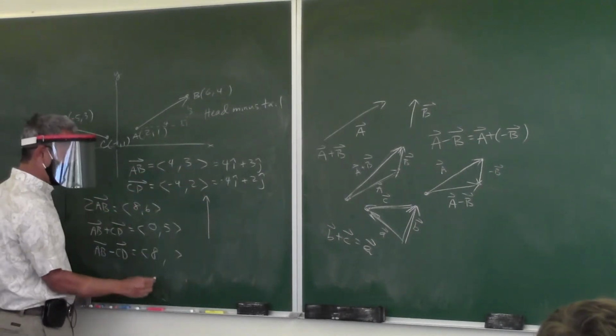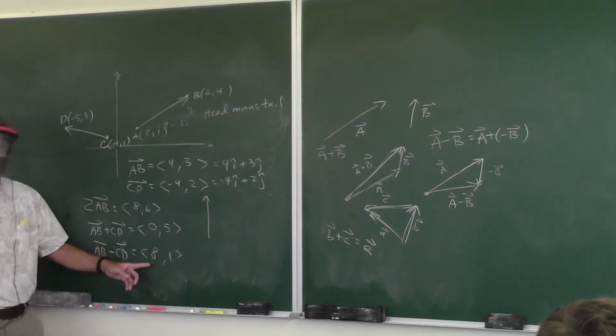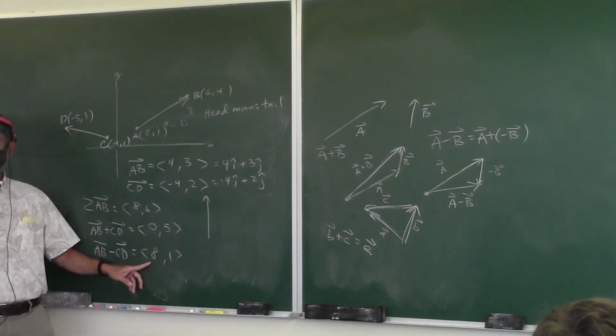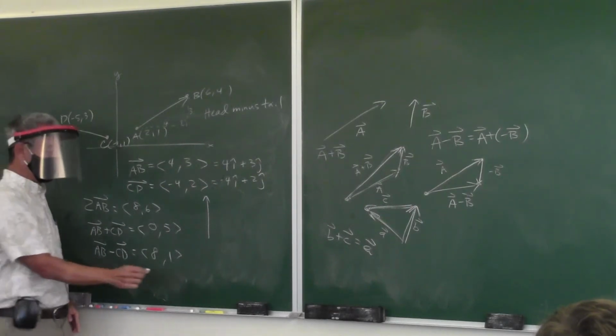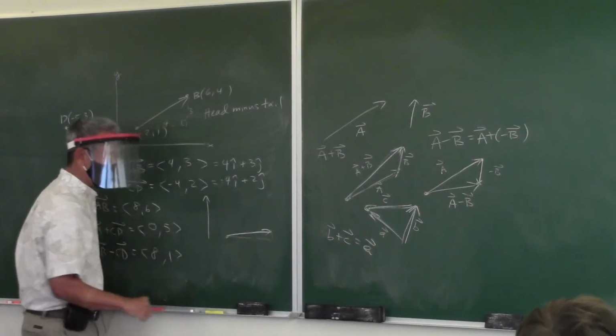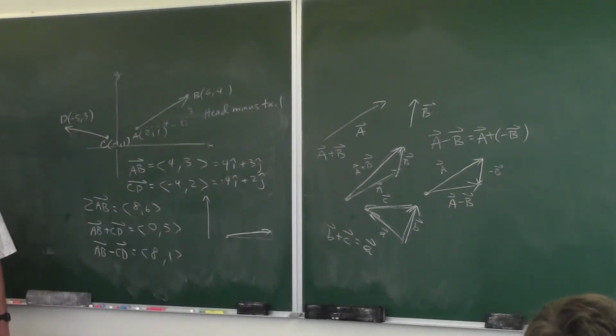3 minus 2. Can you imagine what that vector looks like? Wherever your starting point is, you go 8 to the right and 1 up. So it looks like this, 8 to the right, 1 up. Bam! That's what the vector looks like. Component form, it's so good.